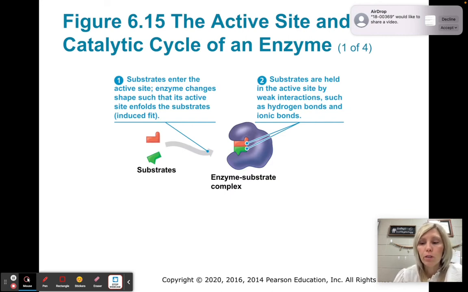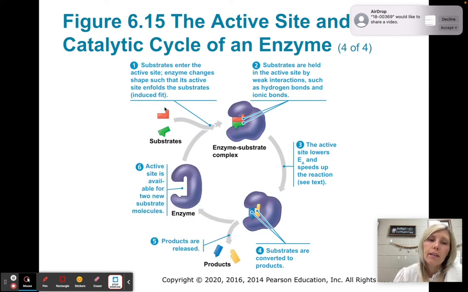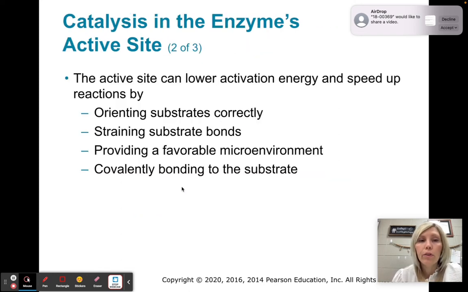Okay, I'm going to show this picture in a little sequence here, which is exactly what we've talked about, so you can pause as you need to. You see those substrates are converted to products, the products get released, and the enzyme is not used up in the reaction. The active site is now available for more substrates to bind if they're available. So the active site can lower the activation energy and speed up reactions through these things that we've talked about, where it positions the substrate correctly, and it provides a favorable environment for that substrate to either break apart or those pieces to come together.